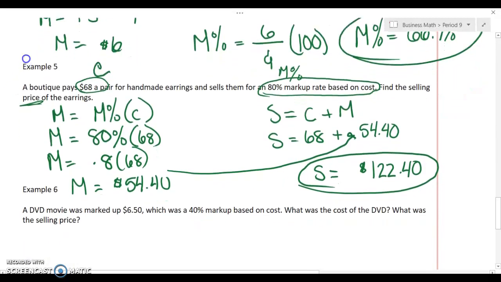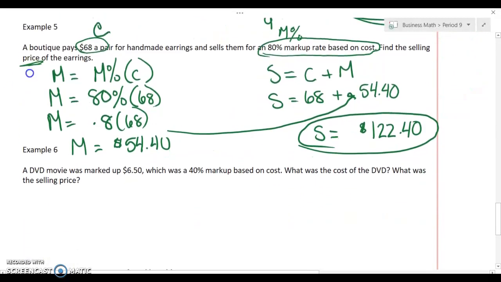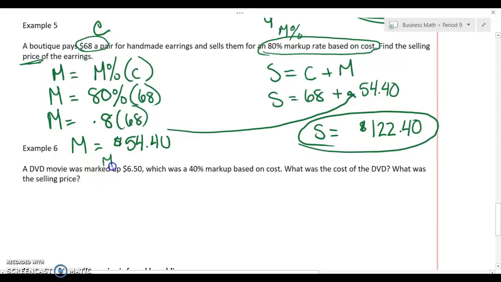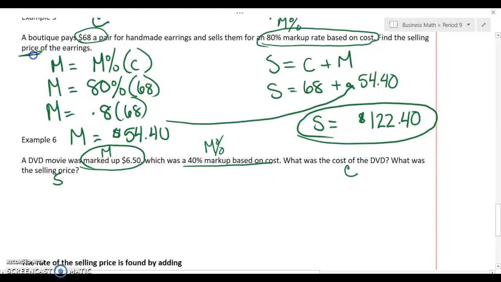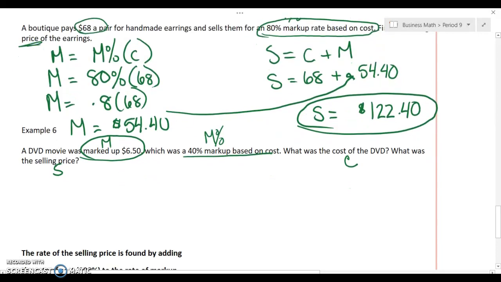Next example. A DVD movie was marked up, so here's our M, $6.50, which was 40% markup based on cost. What was the cost of the DVD? What was the selling price? So we don't know two things right now. We don't know the selling price or the cost. We need to know the formulas for each. To find the selling price, right above, it's cost plus markup.